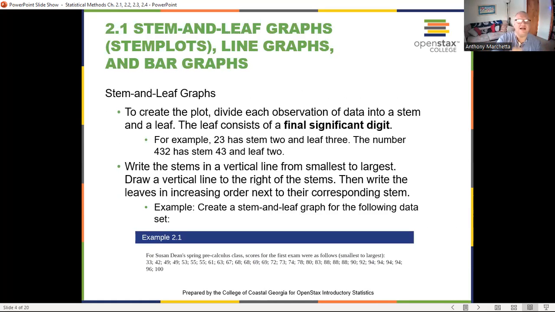Okay, so let's talk now about Chapter 2.1, where we're trying to think about stem and leaf graphs, which are also called stem plots. We're also going to talk about line graphs and bar graphs. So first, let's talk about stem and leaf graphs. To create a plot, divide each observation of data into a stem and leaf. The leaf consists of a final significant digit. So for example, 23 has a stem of 2 and a leaf of 3. And then the number 432 has a stem of 43 and a leaf of 2.